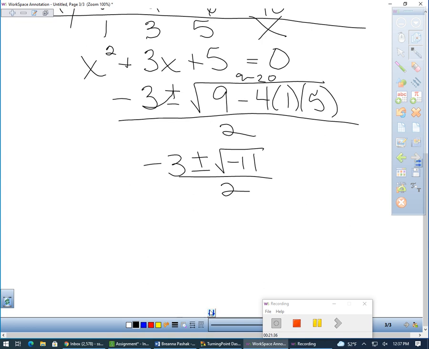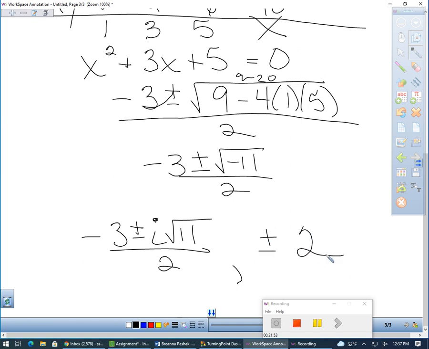All right, how am I going to write that? What do I do with the negative? Correct. So 2 of our zeros are at -3 plus and minus i square root 11 over 2. And our other 2 zeros were at plus and minus 2. So we have a total of 4.